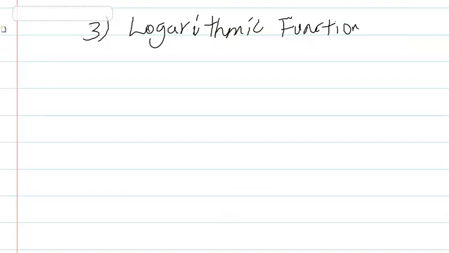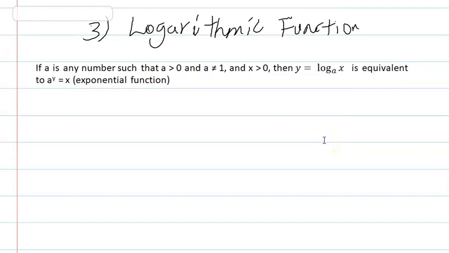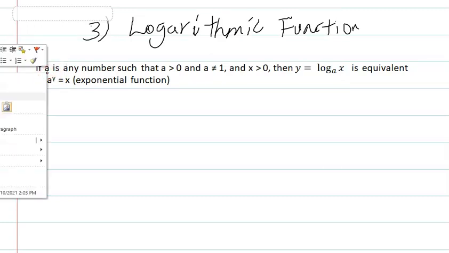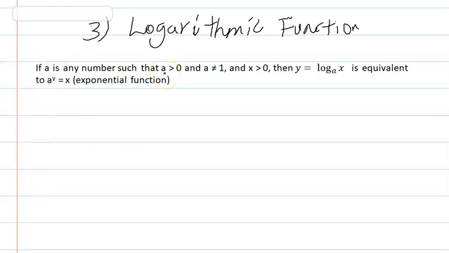Okay, የሚቀጥለው type is logarithmic function. Logarithmic function define እናደርጋለን። If a is any number such that a greater than 0 and a different from 1 and x is greater than 0, then y equals logarithm of x to the base a, which is equivalent to a to the power of y equals x. Exponential function inverse እንደማለት ነው። ስለዚህ logarithmic function በዚህ አይነት መልኩ ዲፋይን ይሆናል ማለት ነው፣ which is y equals logarithm of x to the base a.